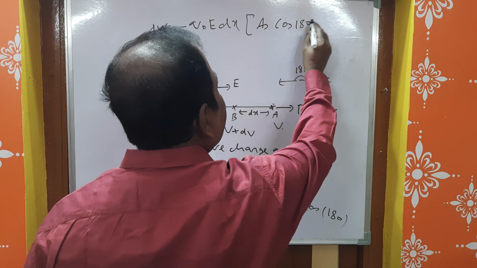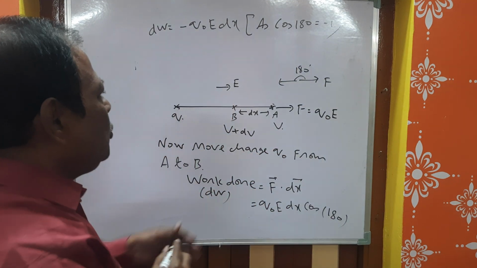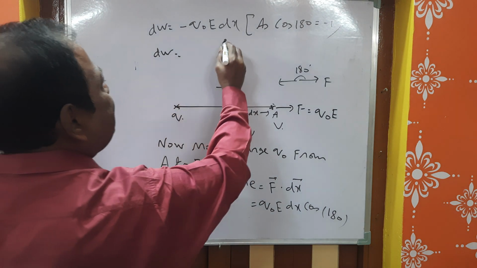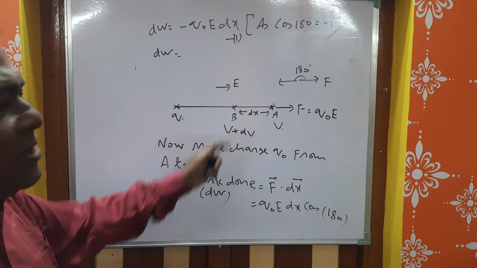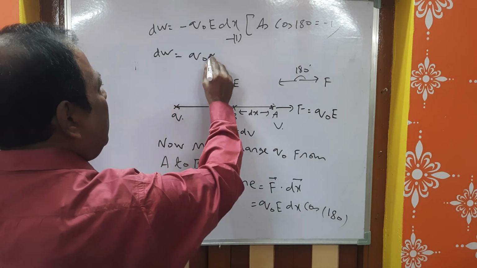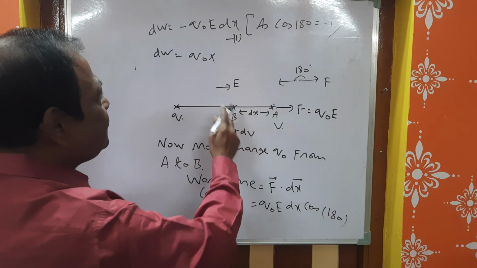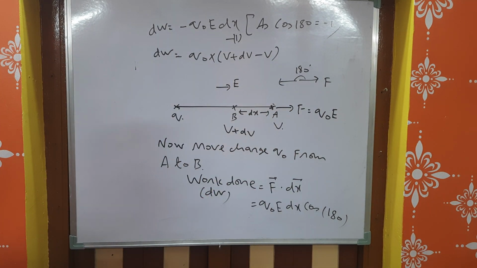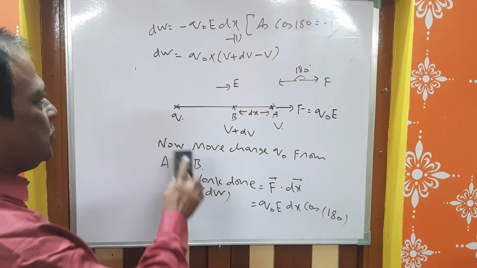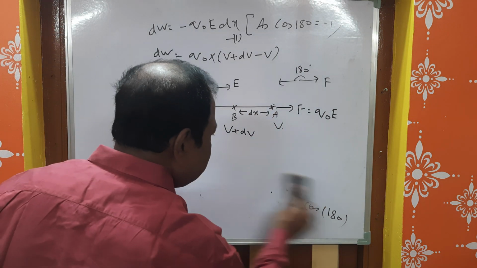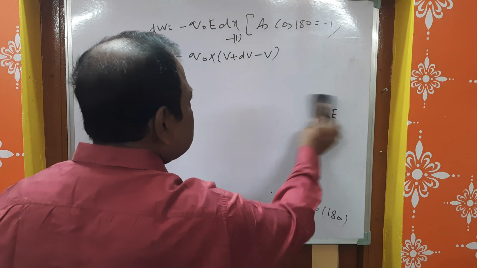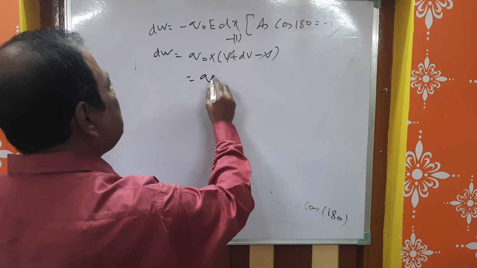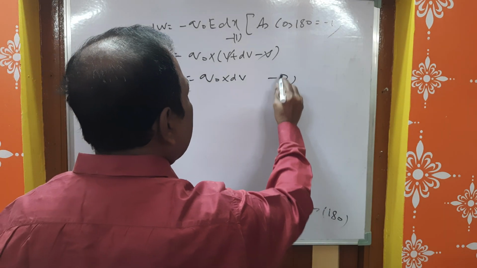As cos 180 is equal to minus 1. You know what is the work done moving charge from A to B? I write down this equation as equation 1. dW is equal to charge Q0 into potential difference. Potential difference is V plus dV minus V. Work done is charge into potential difference between the two points. Okay. So we can write down, V and V cancel out. So that is Q0 into dV. That is equation number 2.